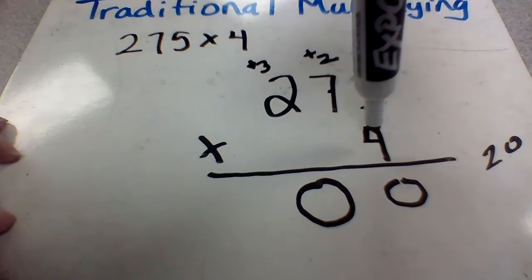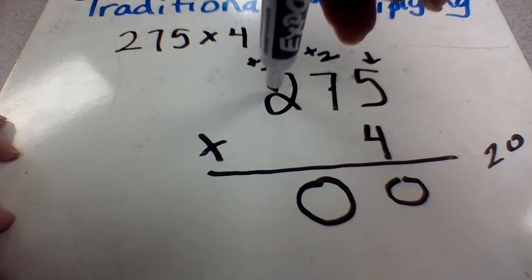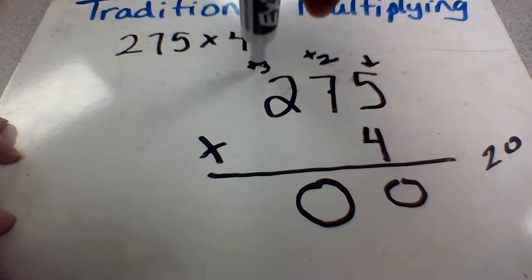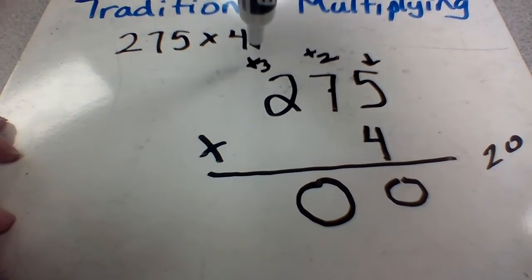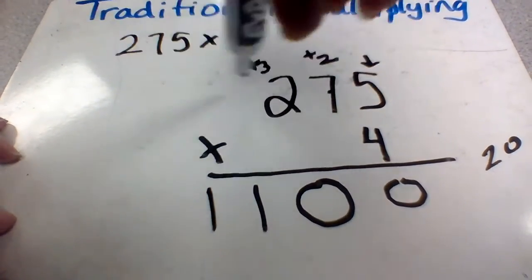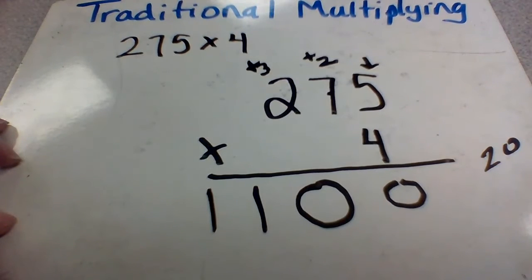So now my last step is to multiply the 4 times the 2. 4 times 2 is 8 plus the 3 we carried. So 8 plus 3 is 11. So I can write 11 because I have no more digits. So my product of 275 times 4 is 1,100.